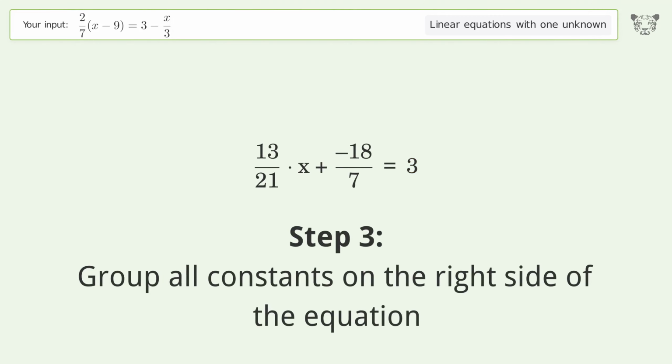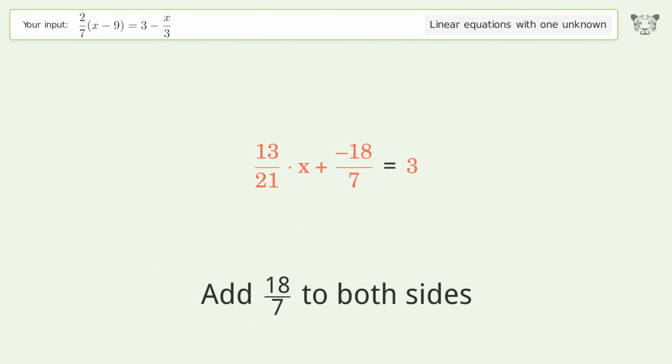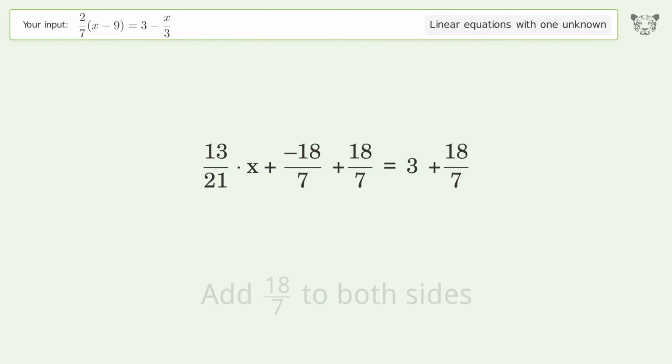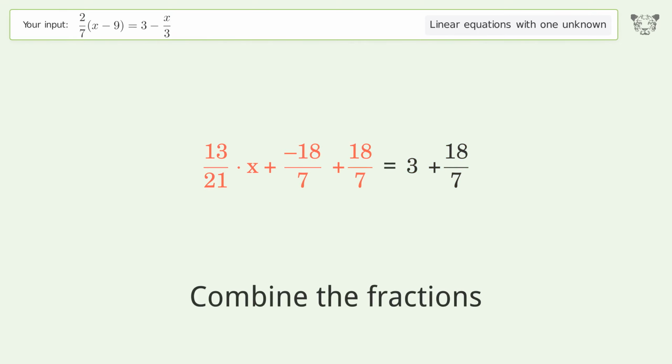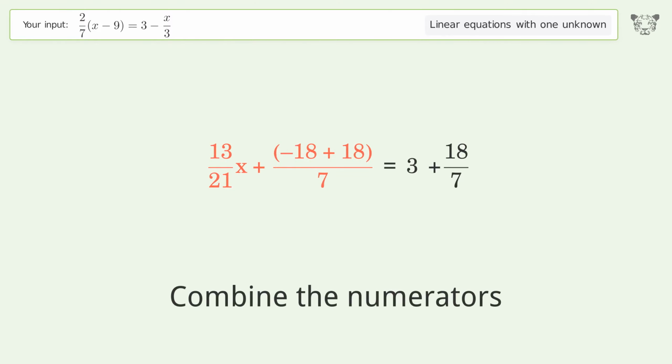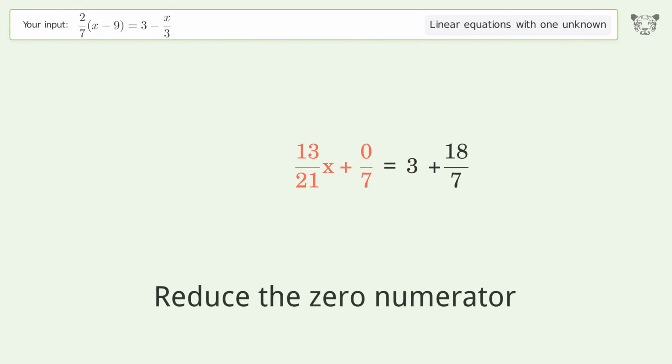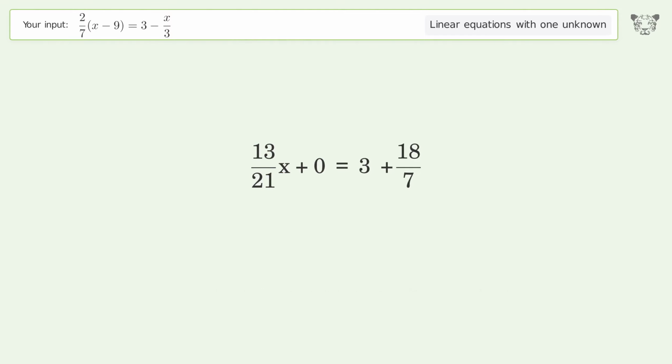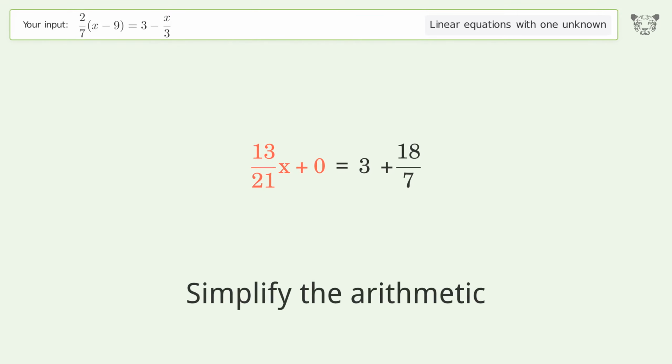Group all constants on the right side of the equation. Add 18/7 to both sides. Combine the fractions. Combine the numerators. Reduce the zero numerator. Simplify the arithmetic.